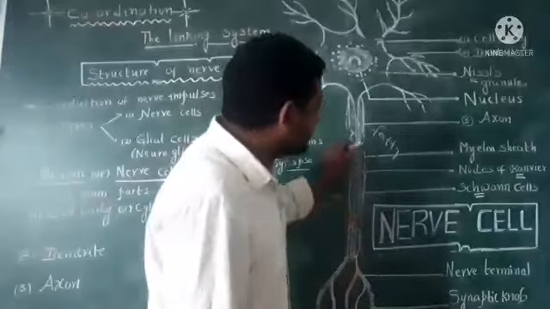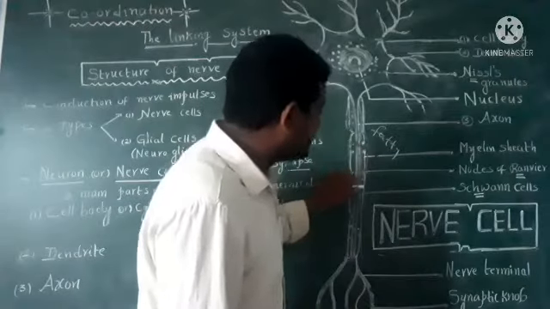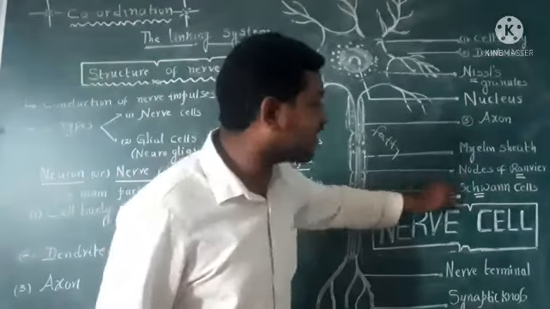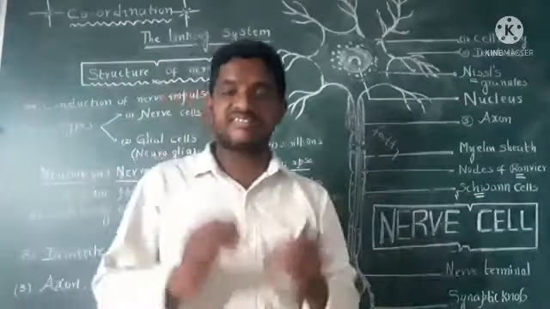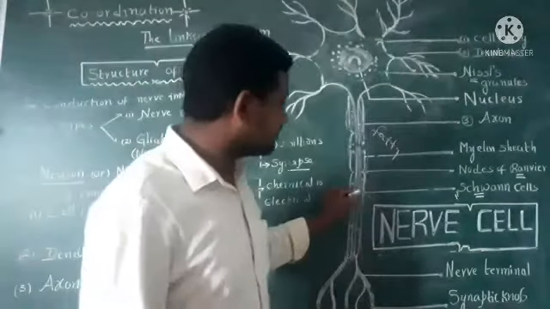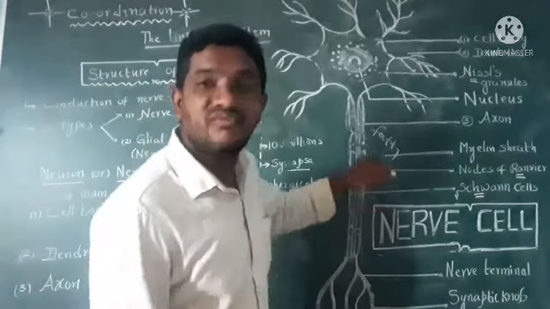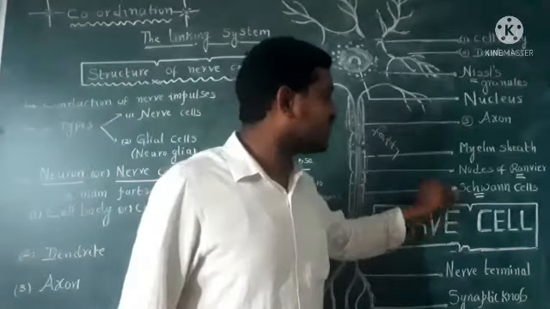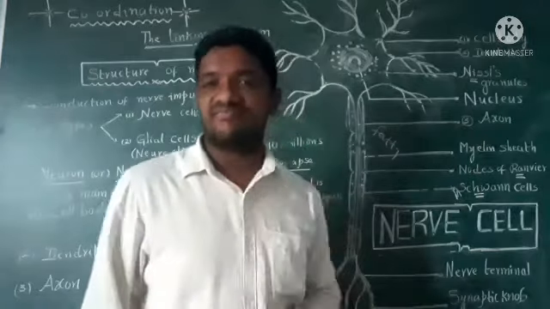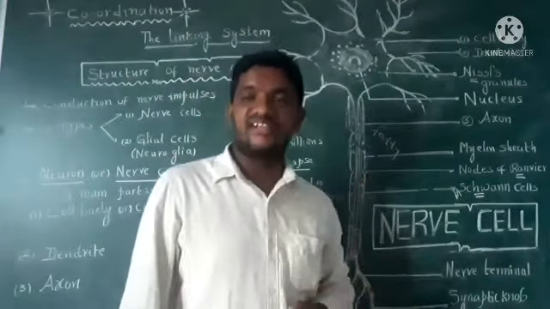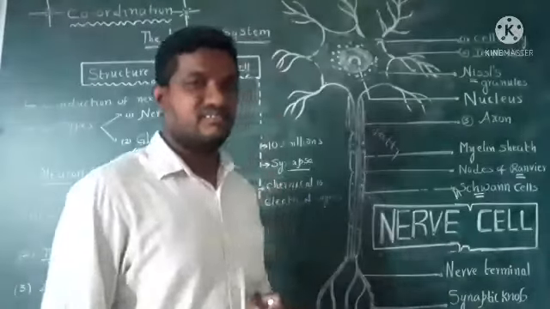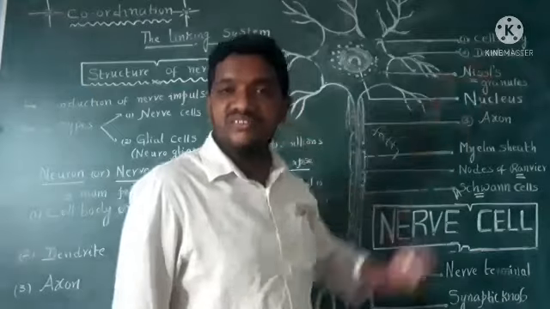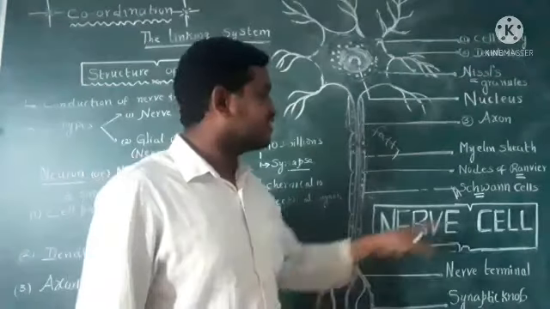This myelin sheath is produced by some cells. See, these are cells. These cells are called Schwann cells. These Schwann cells produce the fatty material. Just keep in mind, the term Schwann is the name of a scientist who gave his name to these cells. The first scientist's name here is Nissel. He discovered Nissel granules. The second scientist's name is Schwann.